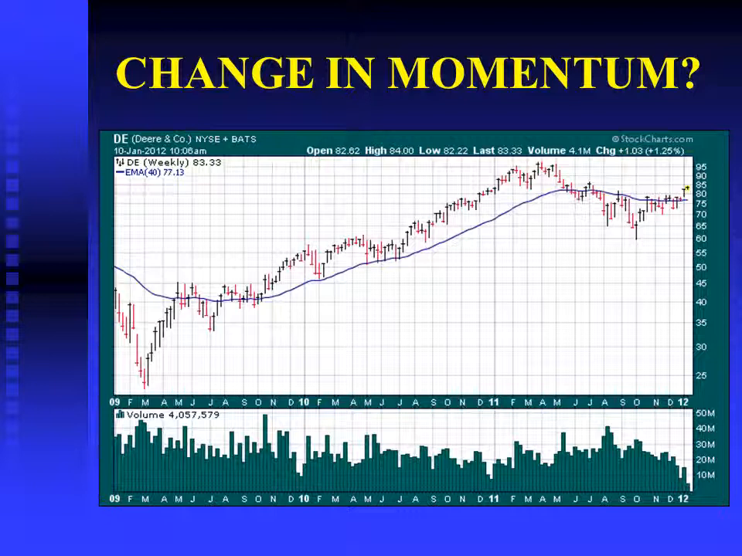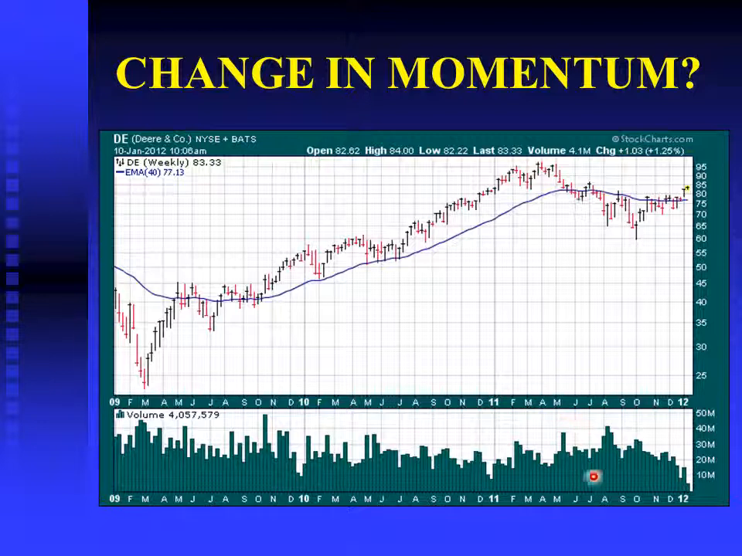And then what happened? Somewhere in early 2011, when commodity prices peaked and then started going down for several months, the stock declined. So this is a stock that depends on the trends of the business cycle.